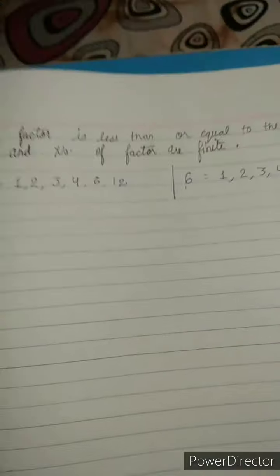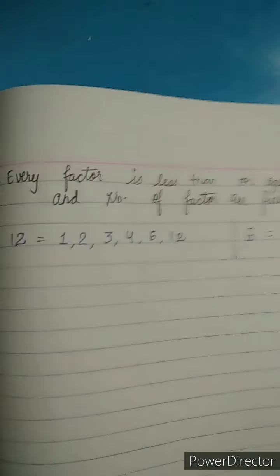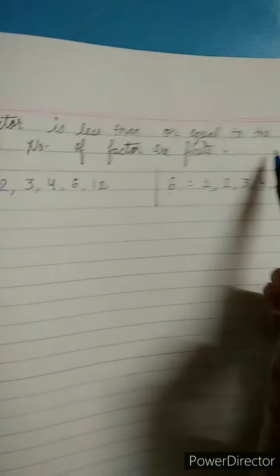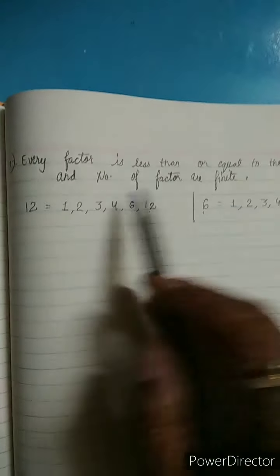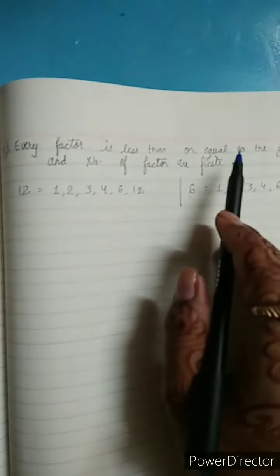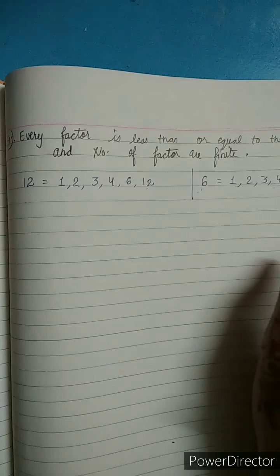Now we have the next property that says every factor is less than or equal to the given number, and the number of factors is finite. Every factor is less than or equal to the given number.